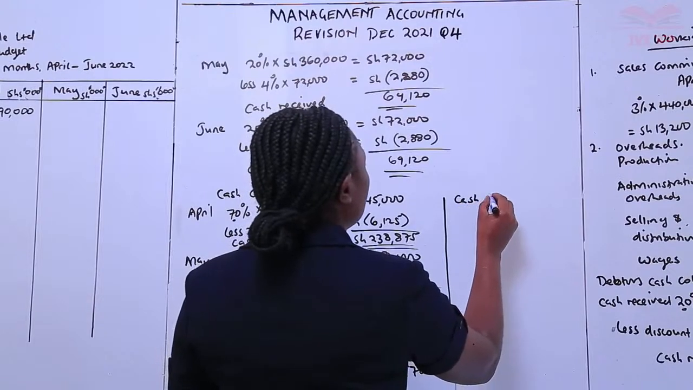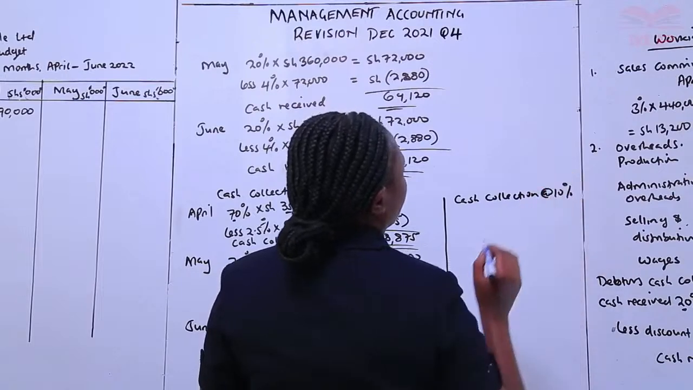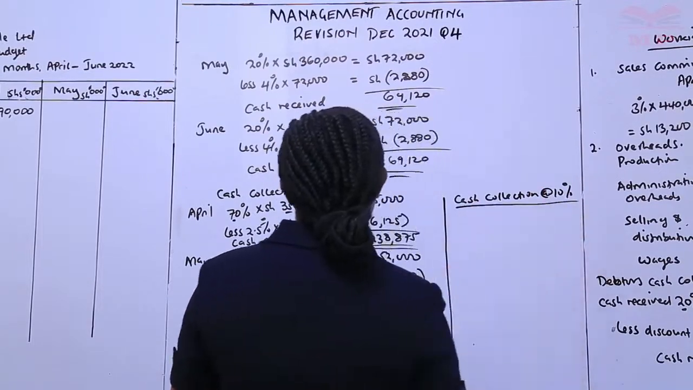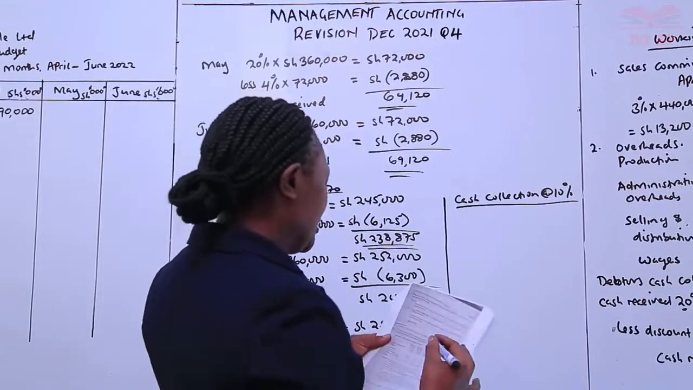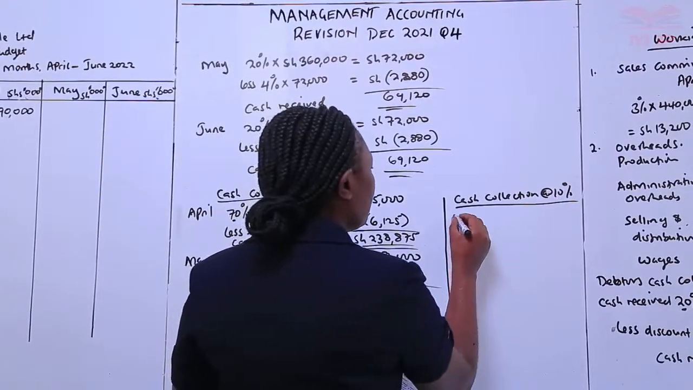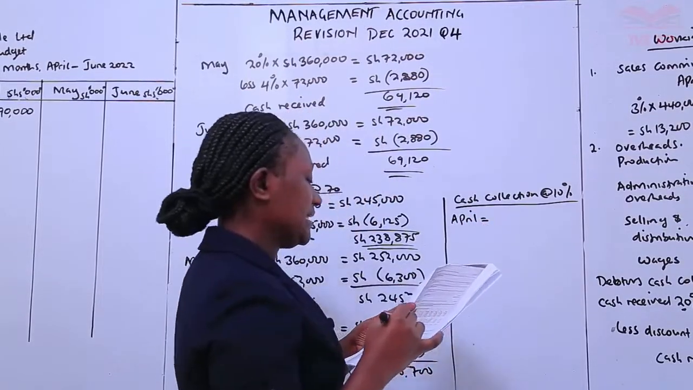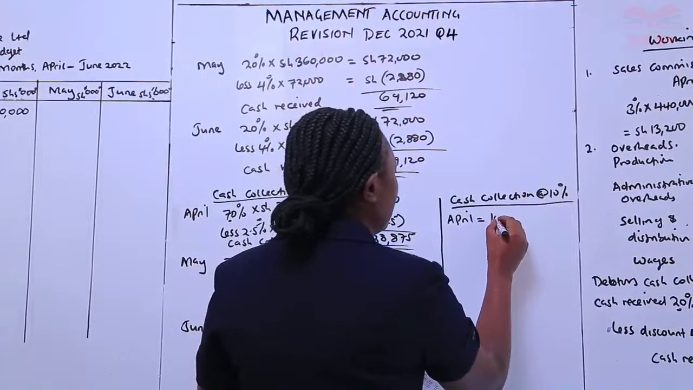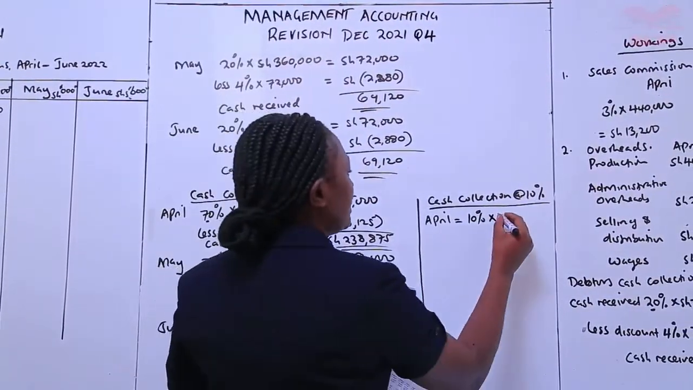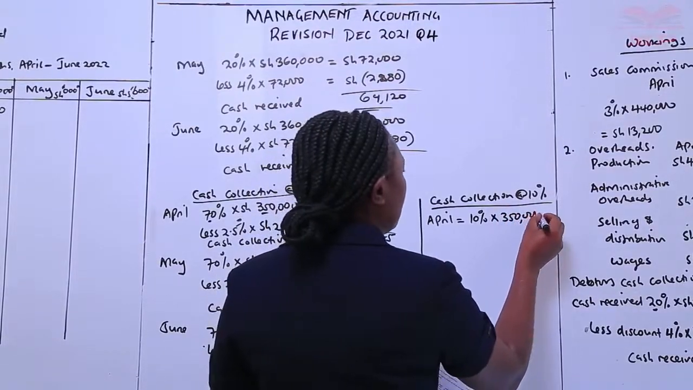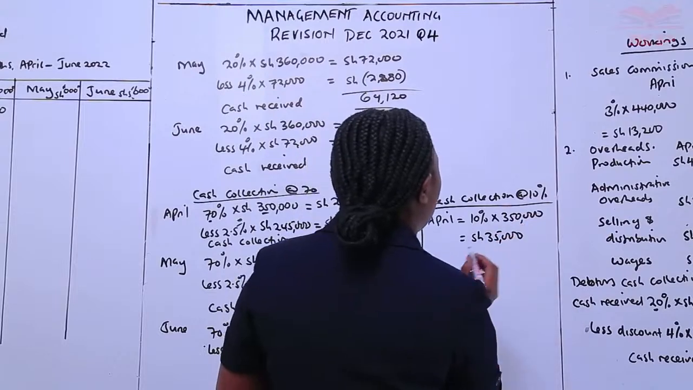So cash collection at 10%. Cash collection at 10%. This was at 70%. So the cash collection for the month of April will be equal to 10% of February sales, which is 350,000. So this will simply give us 35,000.